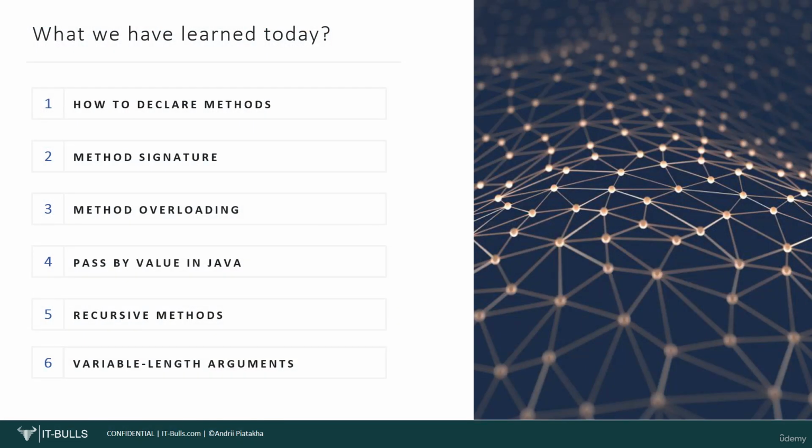Now let's recap what you have learned about methods in this section. You learned how to declare and call methods. You understand what a method signature is and how we can overload a method. Now you understand that both reference and primitive types of data in Java are passed by value during the method invocation. We wrote recursive methods and learned what variable length arguments are.